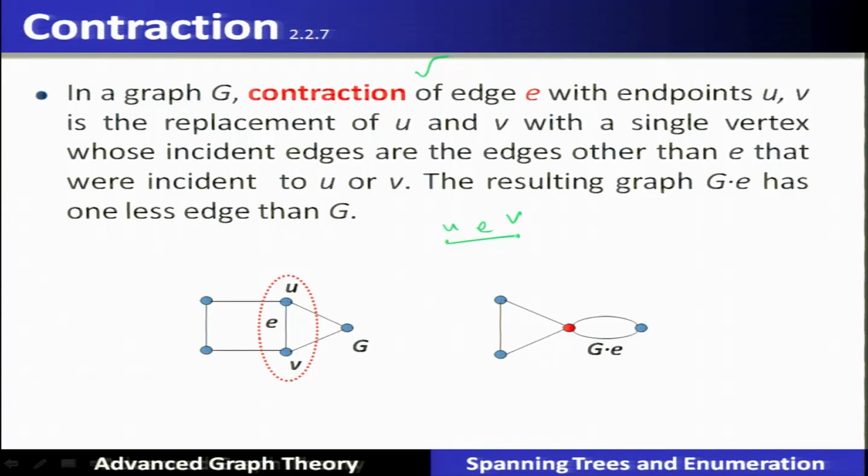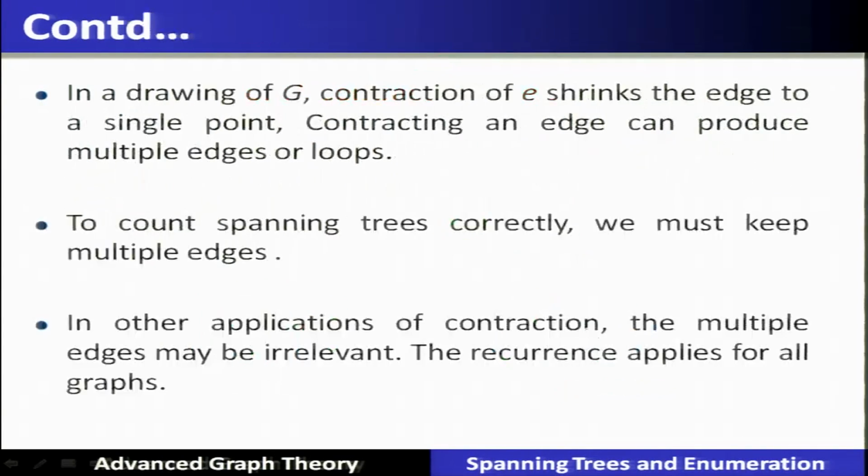Contraction means we can join them into the same end, and basically this edge will be removed. For example, if we contract U and V as the same node, all other edges will be preserved. You can see all the other edges are preserved, and this particular edge will be removed. So this becomes G dot E. Why? Because it is a contraction. We haven't removed it, but it is a contraction. That means that edge is basically contracted. This is called the contraction operation.